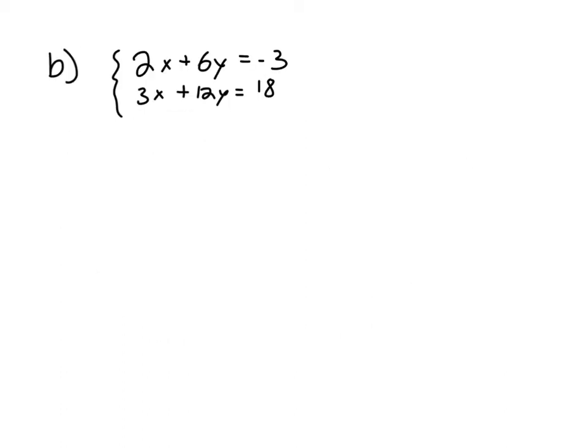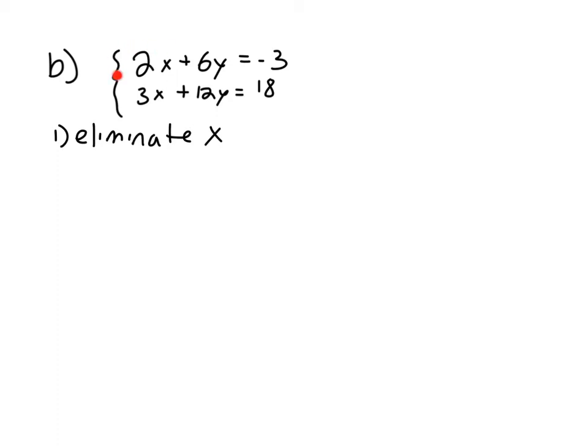In this example, we don't have a variable that we can easily eliminate like we did in the last one. So instead, we have to kind of manipulate this in some way so that something can be eliminated. It doesn't matter what variable you choose to eliminate; just choose one of them. So I'm going to choose to eliminate x. Okay, you could have also chosen to eliminate y. All right, you'll get the same answer.